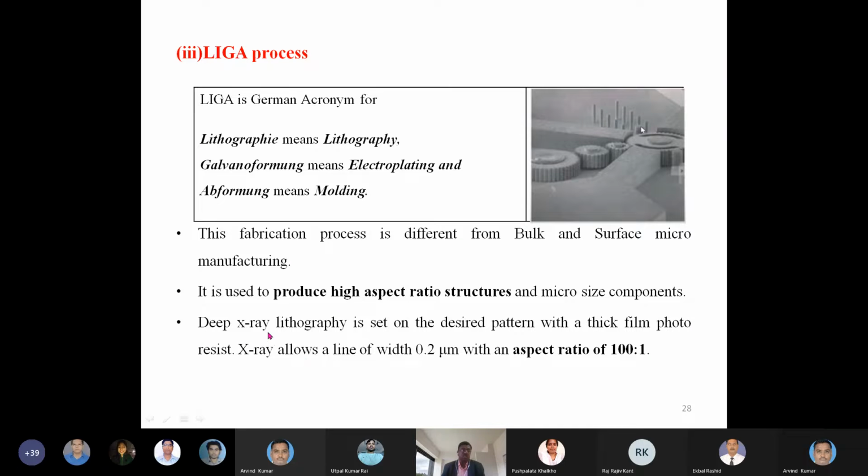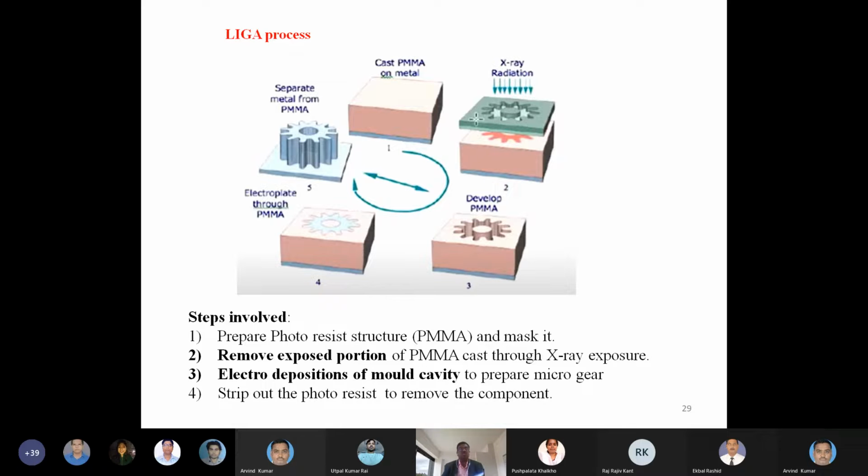This uses deep X-ray lithography to manufacture the component, and the process is something like this. Suppose this is the gear that we want to manufacture, a micro gear. It depends on the height. It is a high aspect ratio because the component is small in size while its depth is large. Such components cannot be generated by bulk manufacturing methods, so LIGA is very well suited for manufacturing high aspect ratio components.